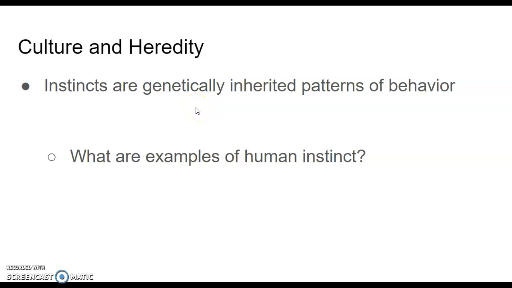Okay. So where does this culture come from? Well, like I mentioned before, a lot of it is learned, and it's how we interact with each other. There are some instincts involved in our behavior. Obviously, that may or may not impact our culture, but instincts are genetically inherited patterns of behavior. So if you think to yourself about what are some examples of human instinct, human instinct would be like to eat when you are hungry.